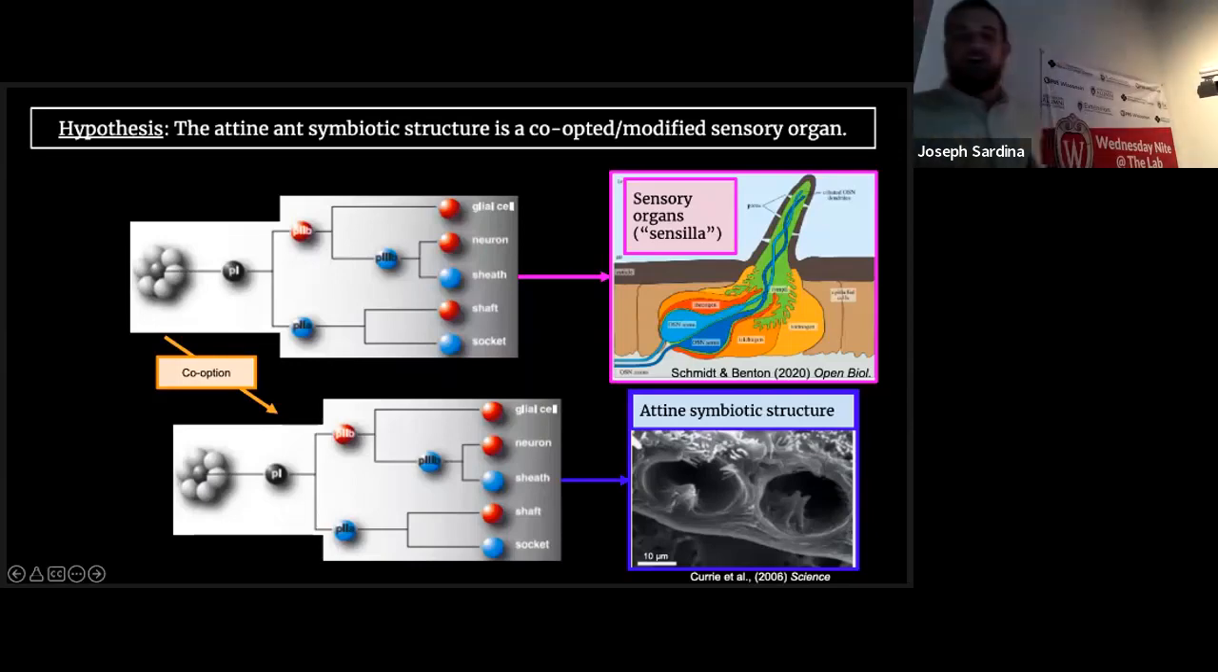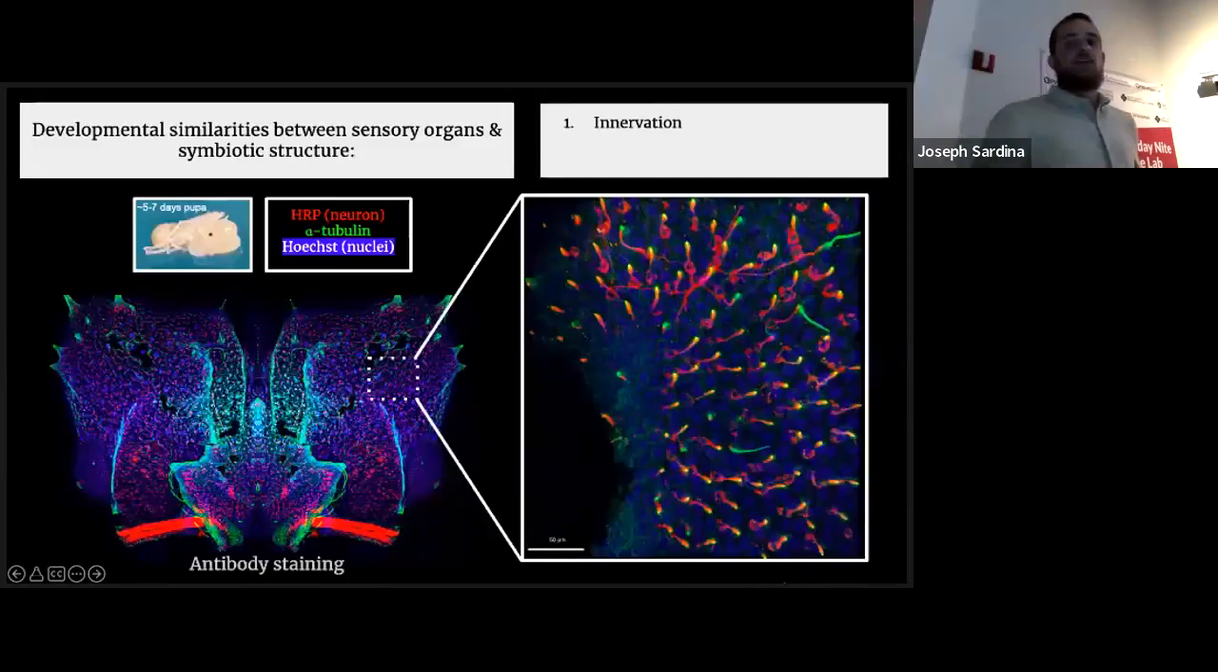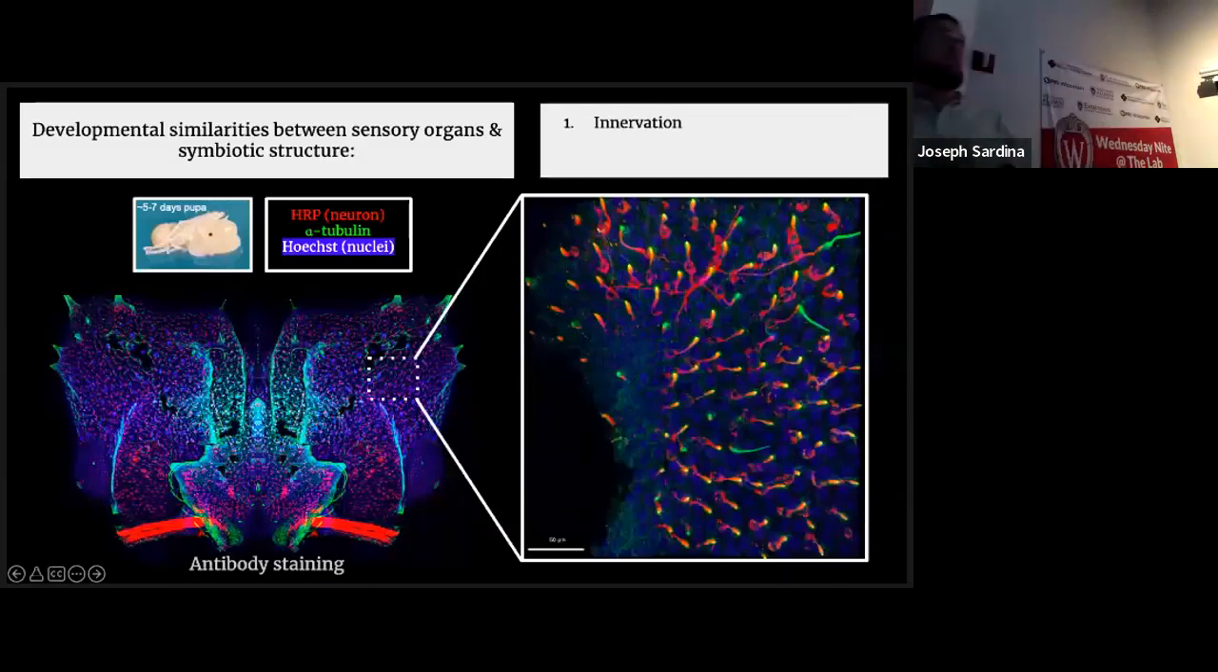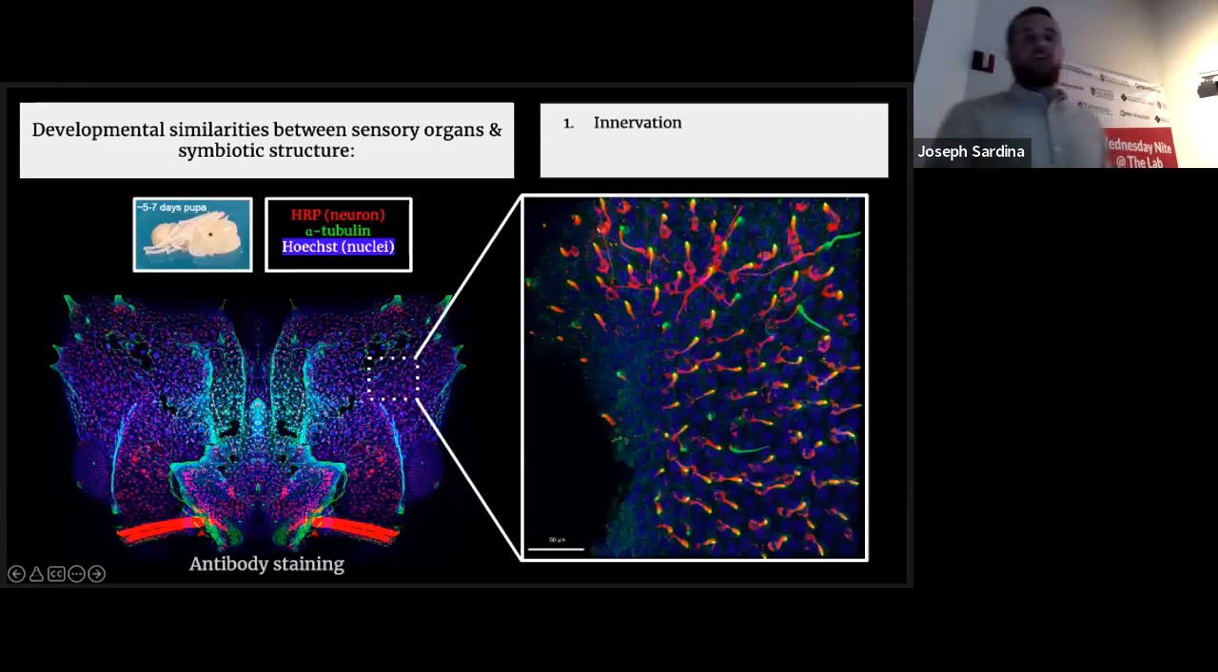And this includes the differentiation of this neuronal cell, as well as connecting to a more central nervous system, as you can see up here. If you look at one of these symbiotic structures, you'll see it connects to a more central nervous system, same with the sensory hairs. So this is great. And so what I tried to do next is characterize some of the gene and protein expression during development.